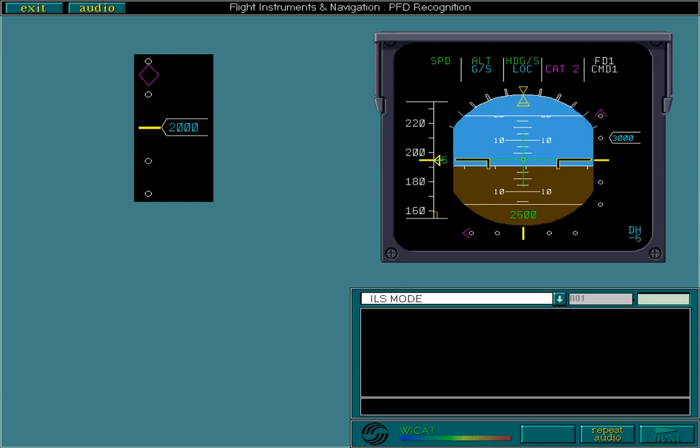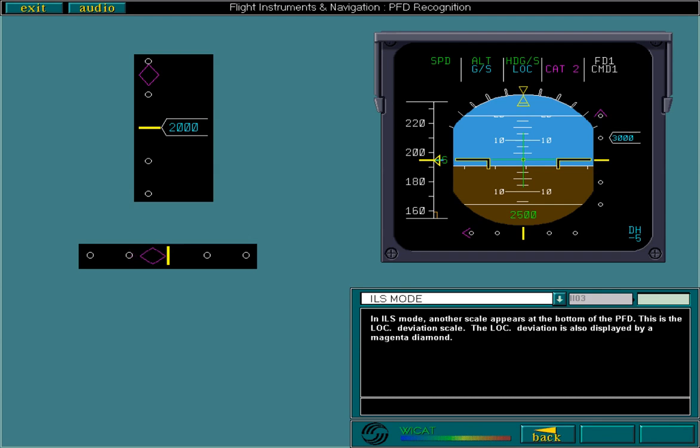When you are in ILS mode, ILS information will be displayed on the PFD. The GS deviation is displayed on the right-hand scale as a magenta diamond. In ILS mode, another scale appears at the bottom of the PFD. This is the localizer deviation scale. The localizer deviation is also displayed by a magenta diamond. The two scales combine to give you all the raw ILS information you need, as you'll see later in this chapter.